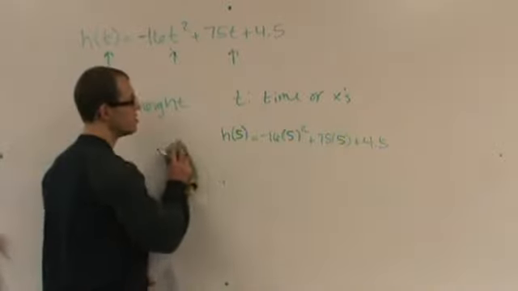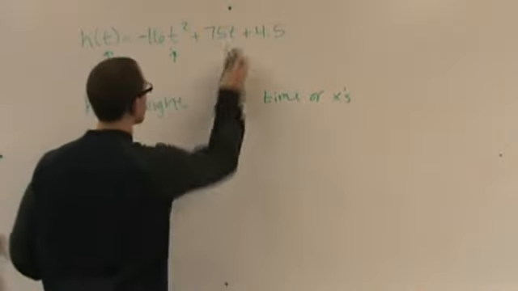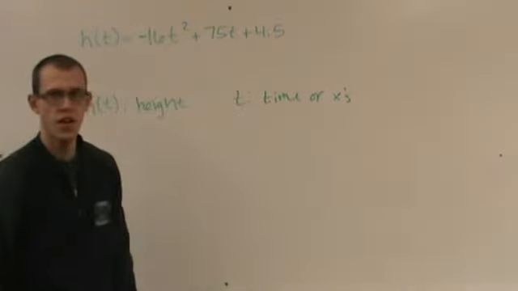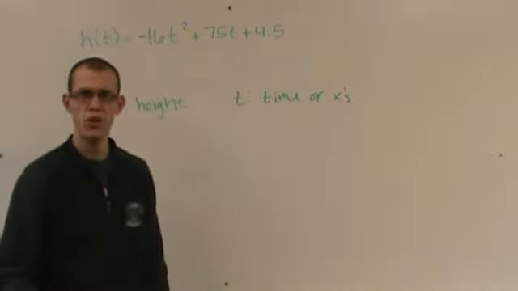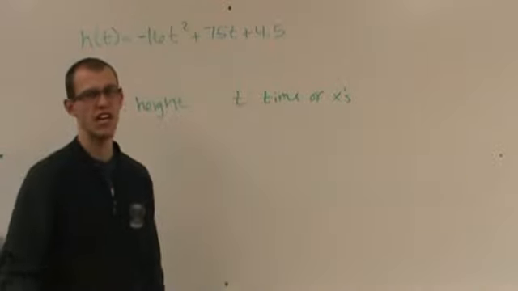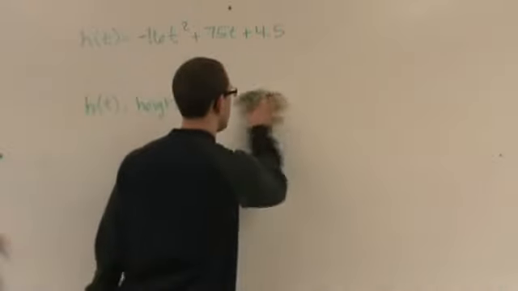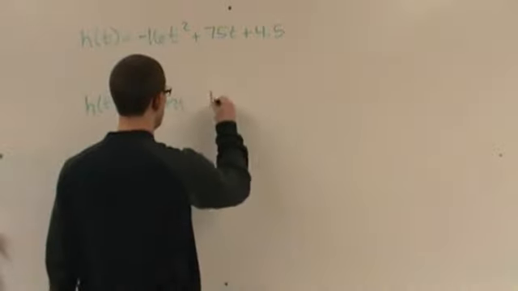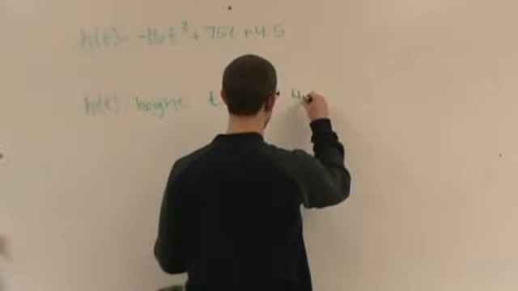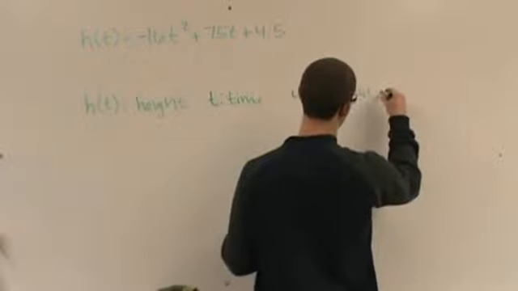Lastly, we're going to talk about initial height. Okay? So initial height, think of the word initial. Initial is kind of like initiate. When you initiate something, you start it. So the initial height is the starting height. Okay? So let me write that right here. Let me rewrite: t is time. 4.5 is our initial height.